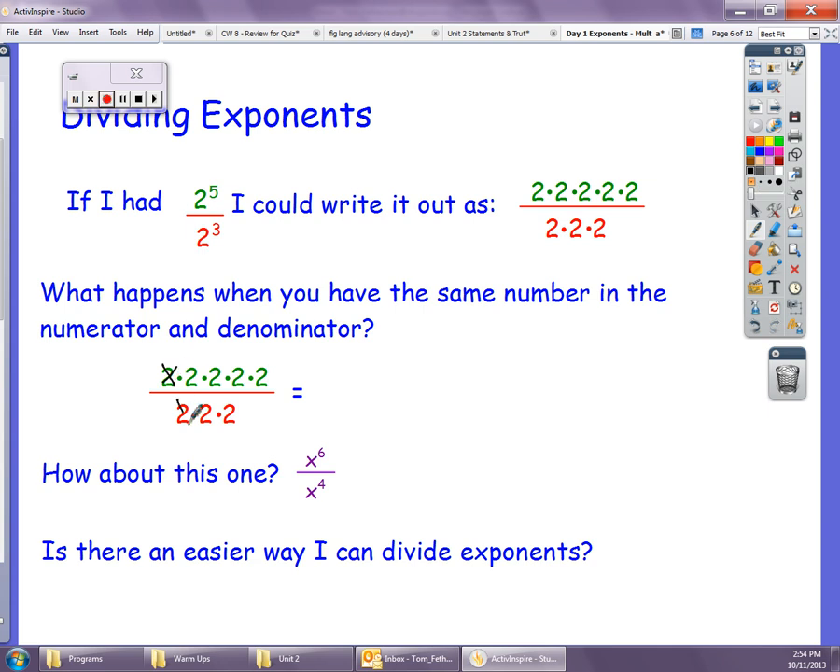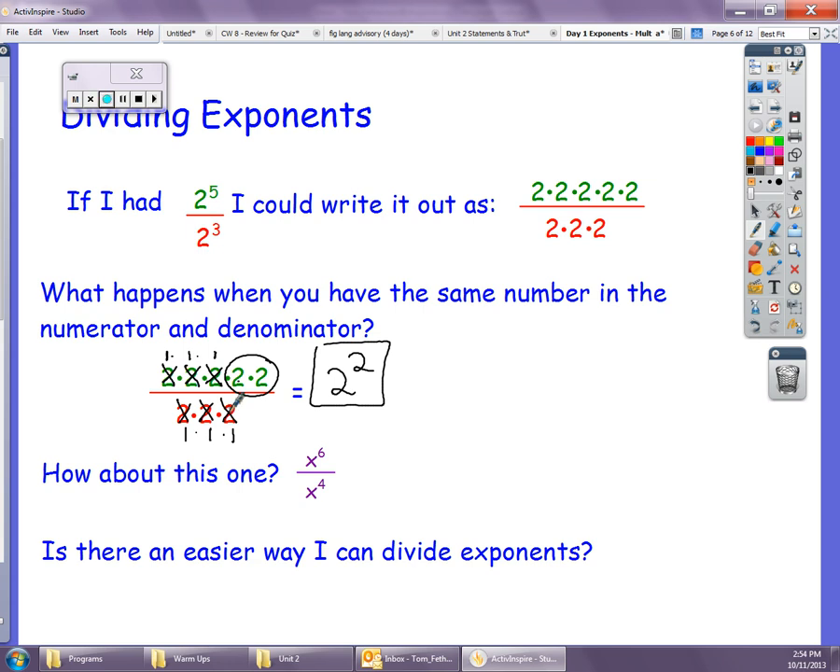So we cancel these 2's out. We cancel these 2's out. We cancel these 2's out. We could replace them with 1's, but it's 1 times 1 times 1, which just gives us 1. What we have left is 2 twos, which is 2 to the 2nd power. So we're left with 2 to the 2nd power, since those 2's all canceled each other out.